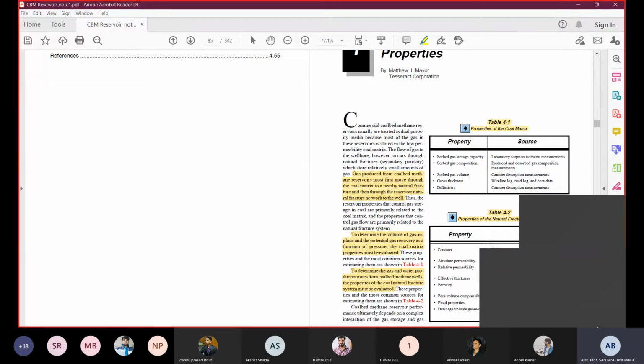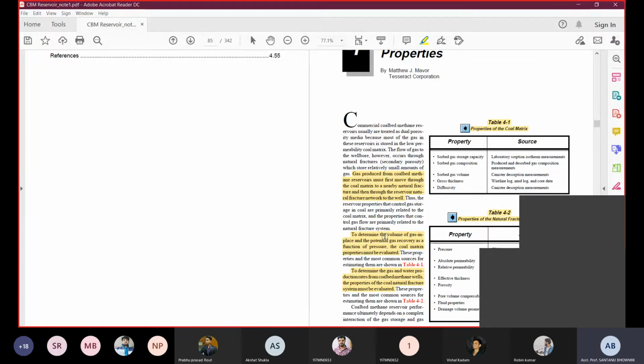So as you can see here, the gas production from the coal bed methane reservoir must first move through the coal matrix to a nearby natural fracture system, and then through the reservoir natural fracture system to the well. So if I summarize, to determine the volume of the gas in place, we need to know the gas in place and the potential gas recovery. As a function of the pressure, the coal matrix properties have to be evaluated. Why? Because it is in the coal matrix that the gases are stored.